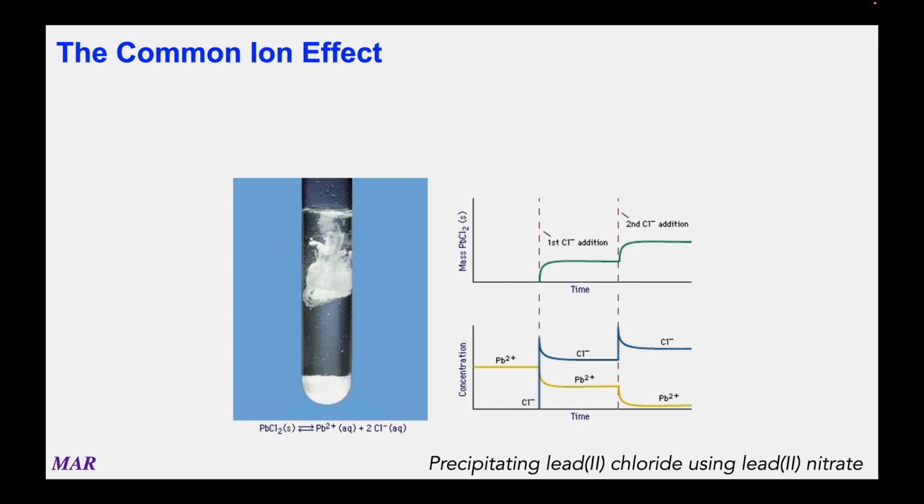So this is the common ion effect. You're probably adding sodium chloride to make the PbCl2 crash out, make it precipitate, and in the process then you are left with chloride and then some kind of counterion, for example, sodium in sodium chloride.